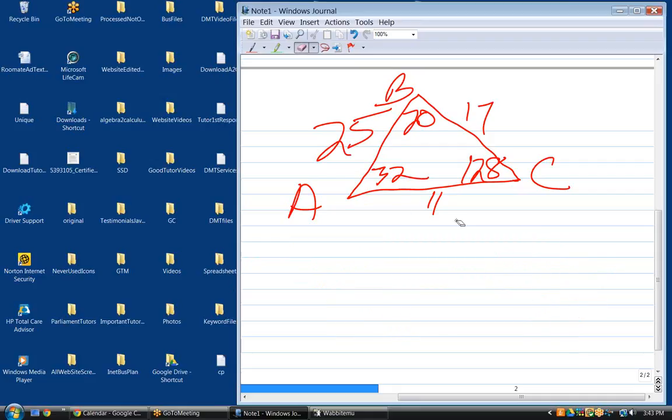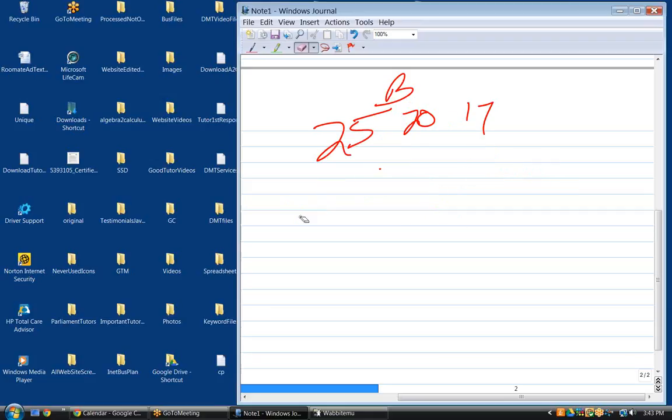So that was a good problem. We were able to show that it was not ambiguous and that it produced a unique triangle, and we came up with all 3 sides.